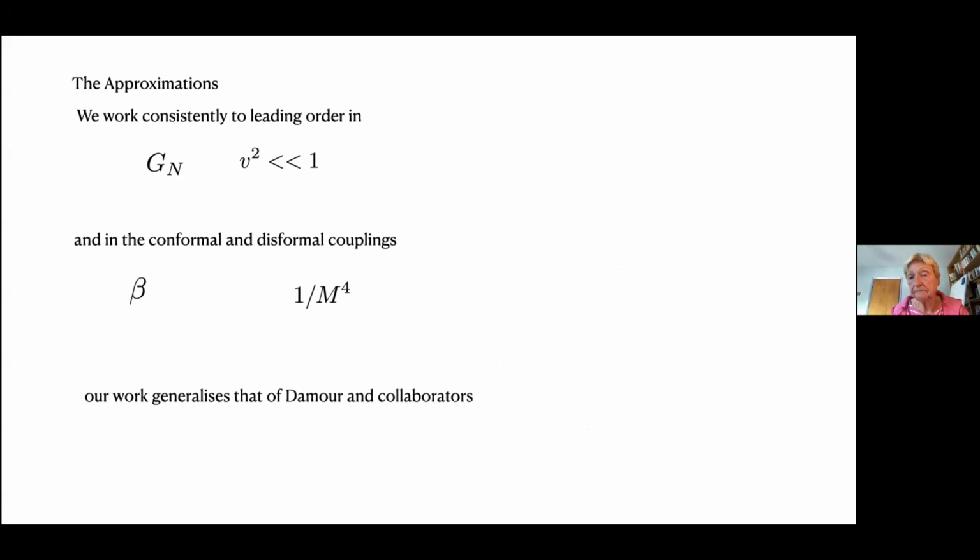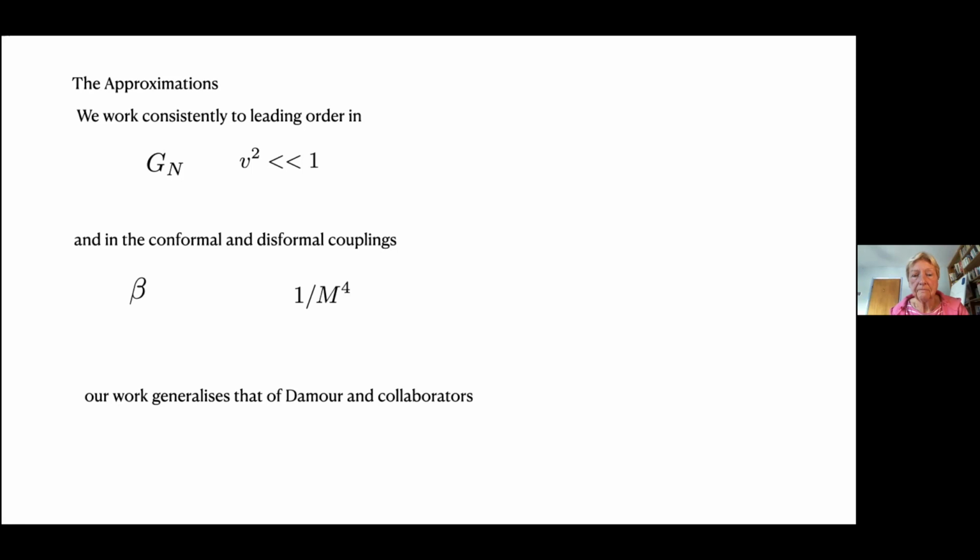I'm going to work consistently to leading order in the Newton constant at low velocities. And these two together would give you the PN expansion of general relativity, including the conformal coupling and disformal coupling.